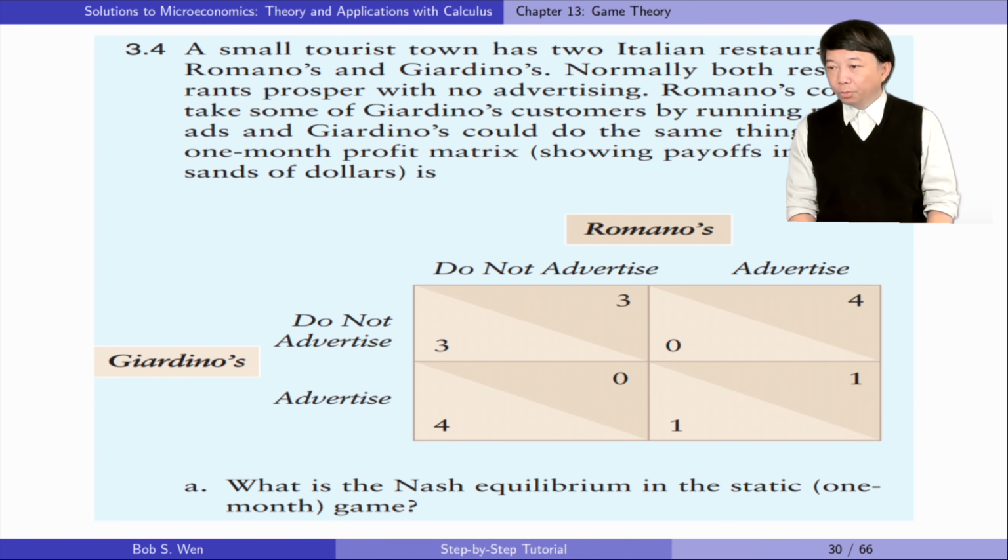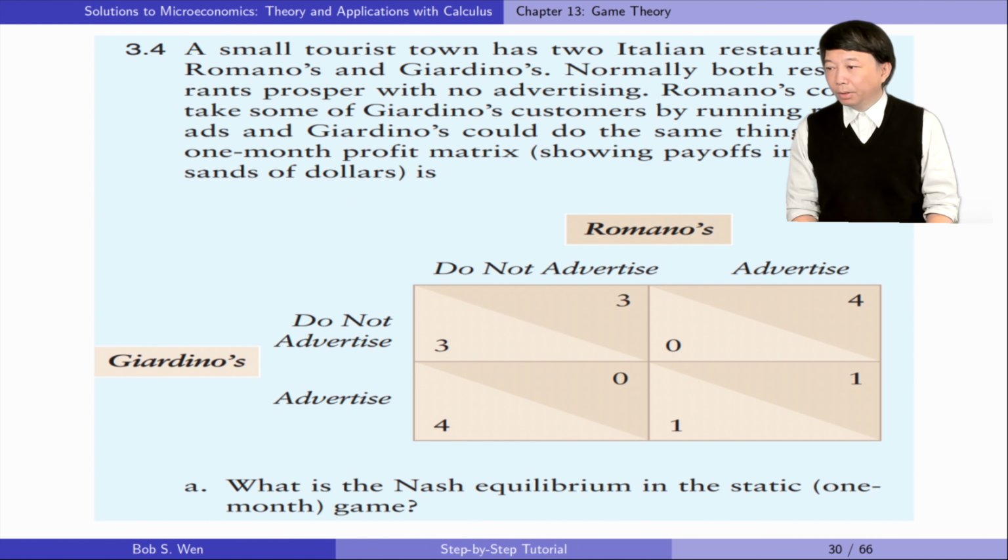Let's go to exercise 3.4. A small tourist town has two Italian restaurants. Normally, both restaurants prosper with no advertising. One restaurant could take some customers from the other by running radio advertising. The profit matrix looks like this.